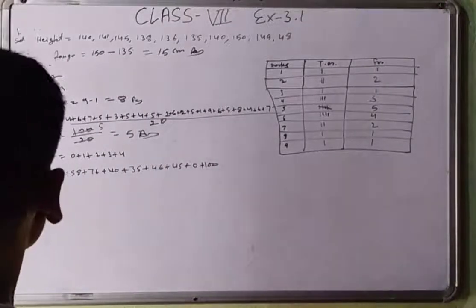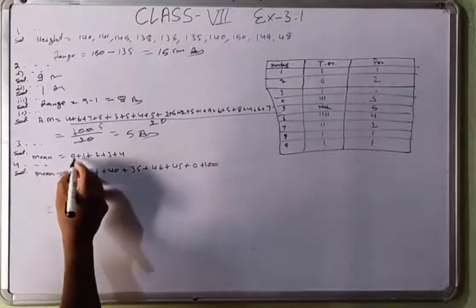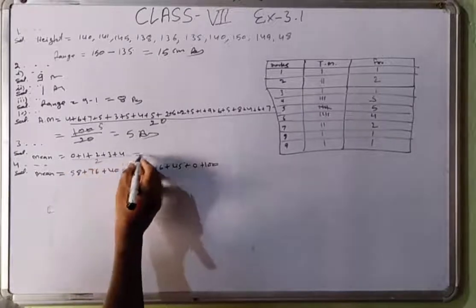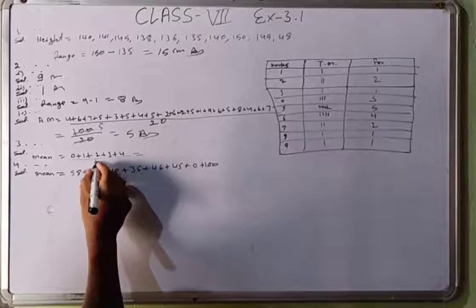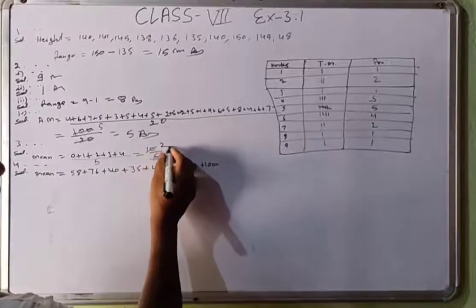And then question number 3. Find the mean of the first 5 whole numbers. The first 5 whole numbers are 0, 1, 2, 3, 4, and then the sum of these will be 10. 10 upon 5, 5 twos are 10, so 2 is the answer.